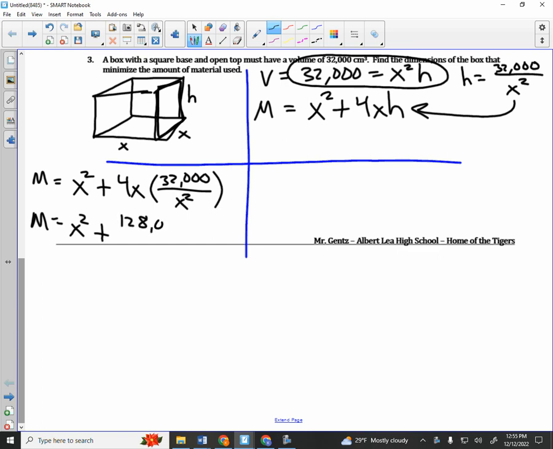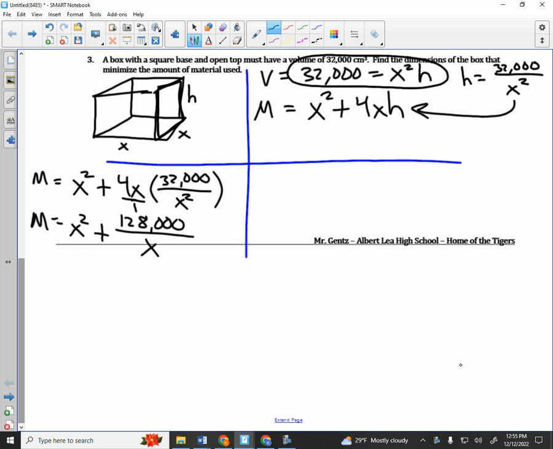128,000 over x. So if you just write the 4x over 1, you can see that you're going to have 1x in the top, an x squared in the bottom, so that's going to create an x in the denominator. You have 4 times 32,000, 128,000, okay?